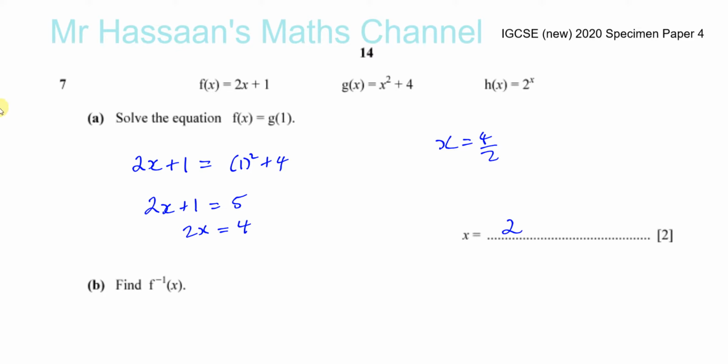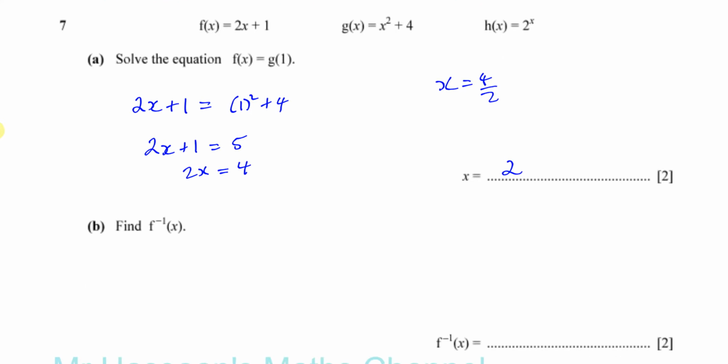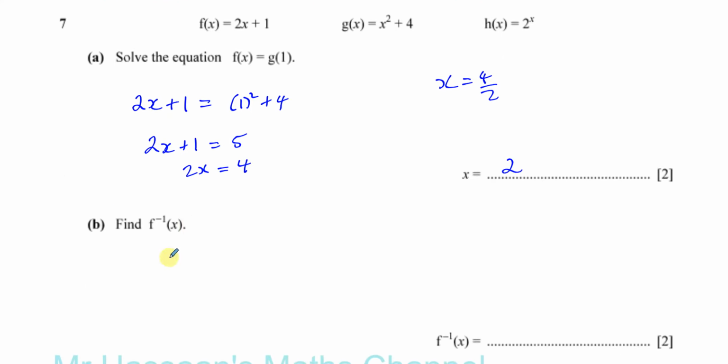Okay, that's part A. Then part B says find the inverse function for the function f. That means inverse function. When it has f to the power of minus 1 of x, it means the inverse function. Now, when you're finding the inverse function, what you're basically doing is you are doing the reverse operations that were done to the x and in the reverse order.